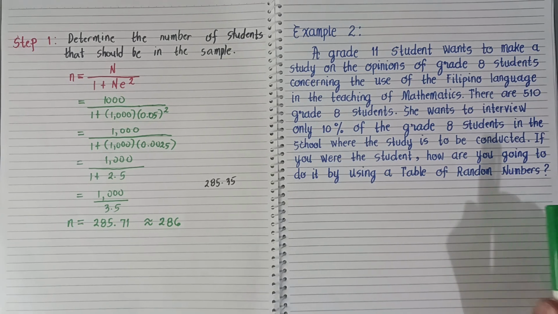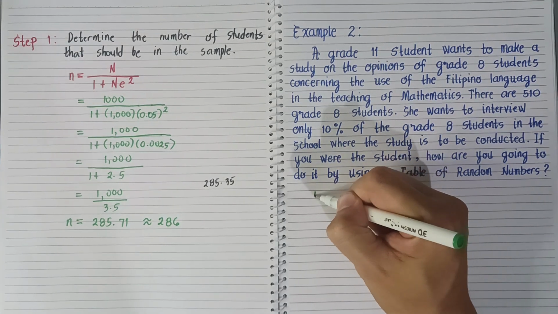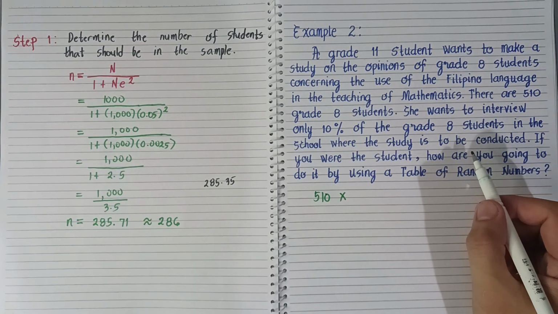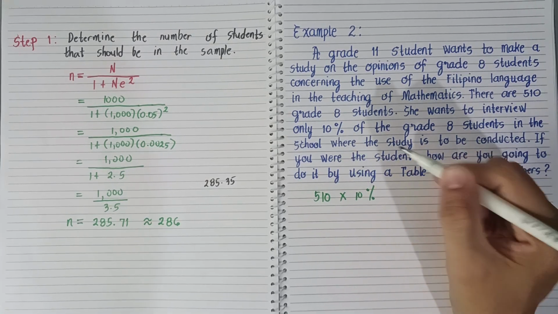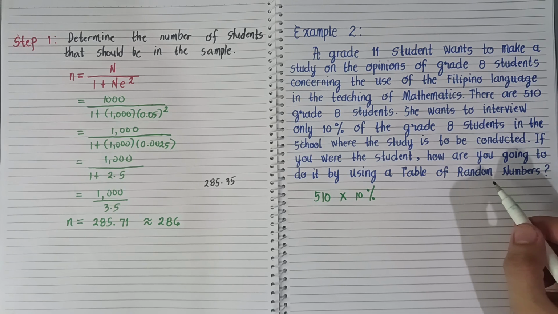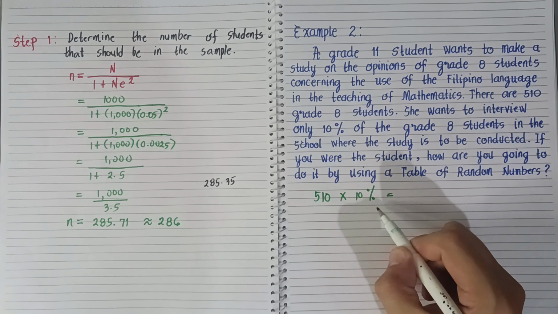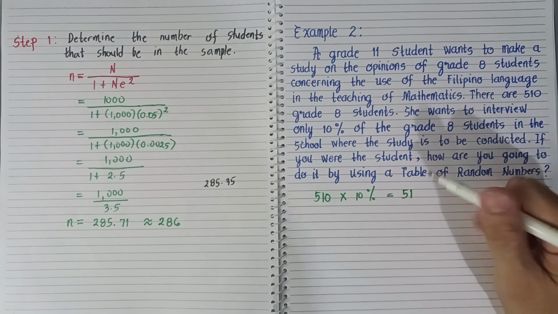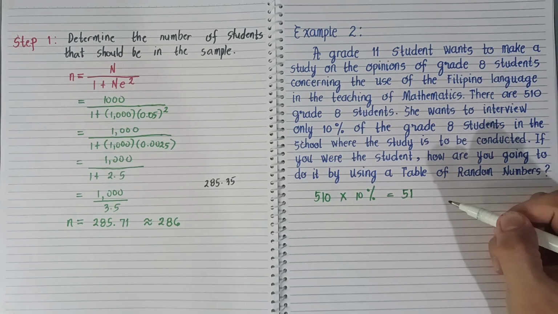Multiply 510. By the way, how many students do we have? So, we have 510. Tama? 510 times, syempre, ang gusto niyang ma-interview lang ay 10%, tama? So, times 10% of the grade 8 students in the school where the study is to be conducted. So, 510 times 10% is actually equal to, very good, 51. Therefore, 51 students yung kailangan niyang ma-interview para sa kanyang kinoconduct na study.